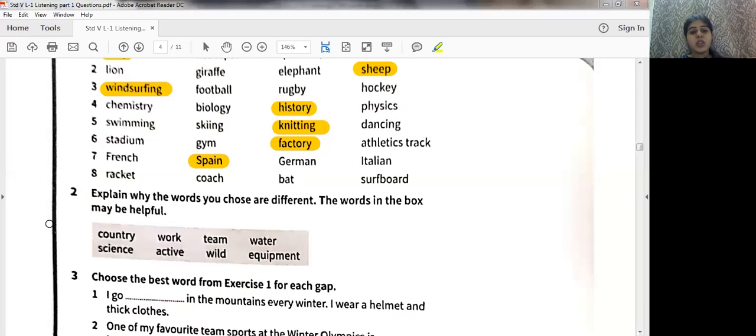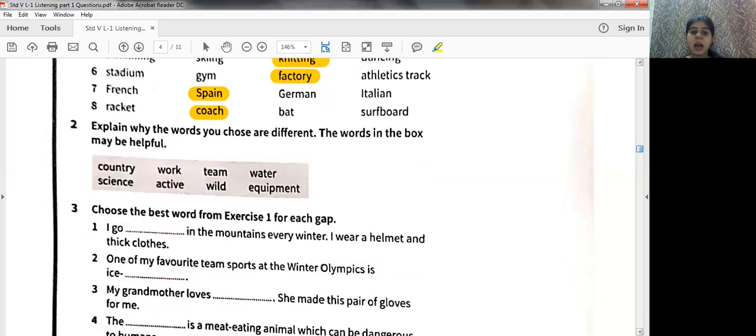Racket, coach, bat, and surfboard. Now, racket, bat, and surfboard are things which are used for playing. But coach is a person who is there to train. So it is an odd man out over here, students.